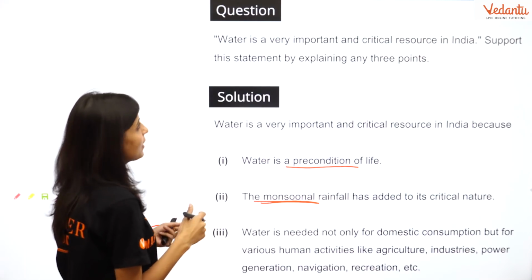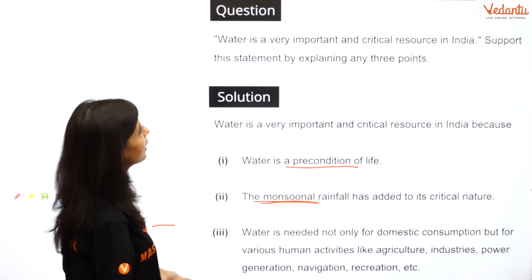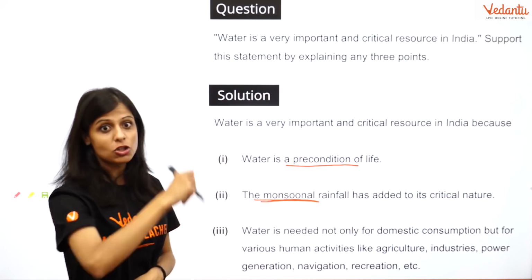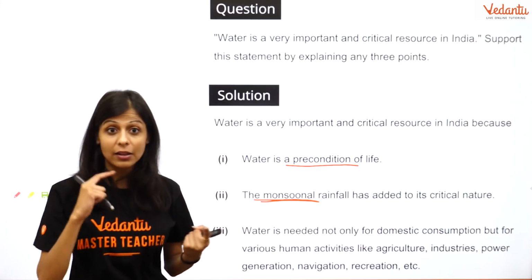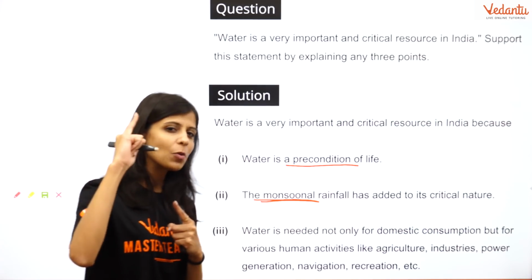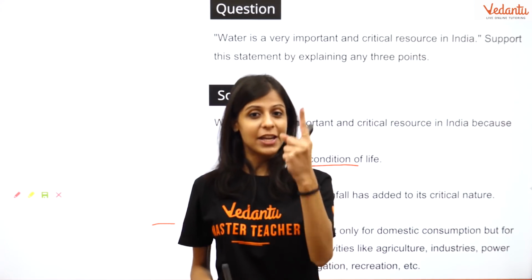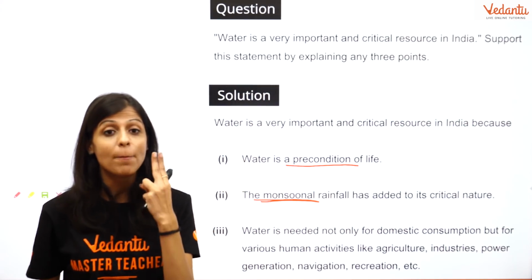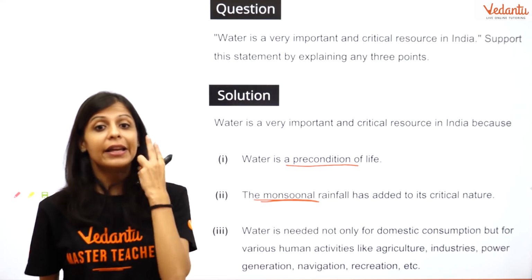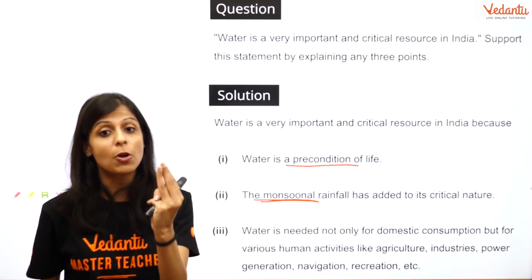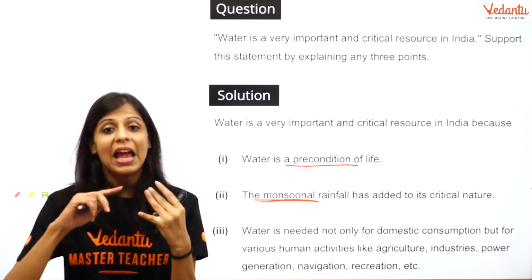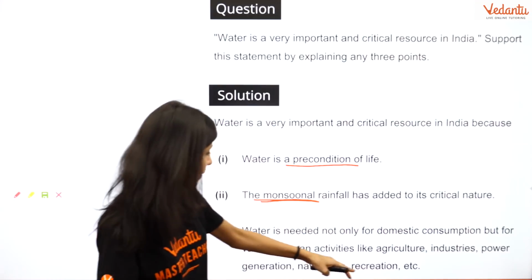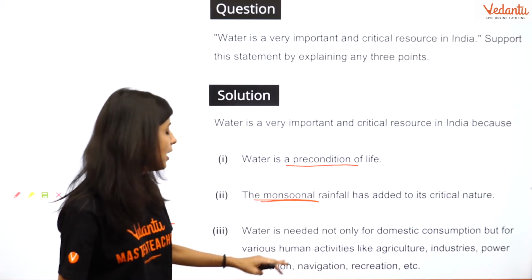So by this I mean, yes, getting back to the topic: important and critical resource, I have to read it again, then think about it. The very first point that I talked about is precondition to life. Second point is I can't depend on monsoons. Third, it not only serves domestic consumption, but may it be agriculture, may it be your industries, may it be navigation.